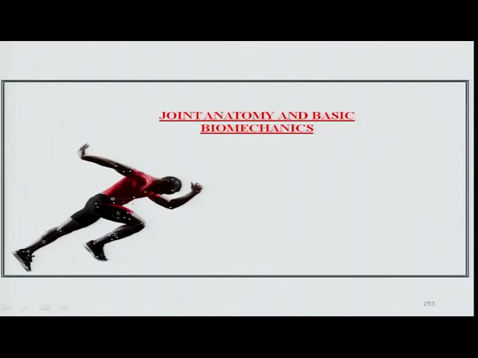So now we will look a little more at joint anatomy and the basics of biomechanics, that is, how with respect to different joints, the rotation, translation, and let us say rolling action between the different areas of the joint, they can serve as one executes different motions of his or her limbs with the body.